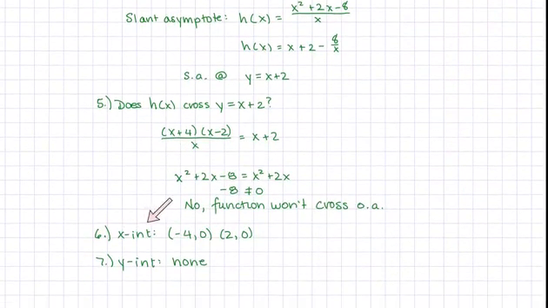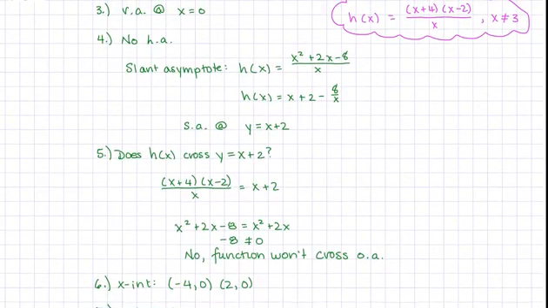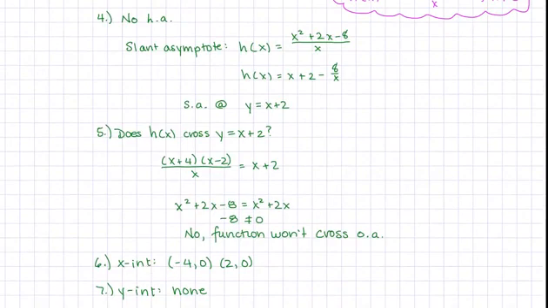But I do have x-intercepts, and I can barely fit it. Up here, I can see if I let the numerator equal 0, at negative 4, 0 and 2, 0, I've got x-intercepts. If I were to let x equal 0, that's going to make the denominator equal 0, which is undefined. So that's why I'm saying y-intercepts none. So what is my graph actually going to look like now?